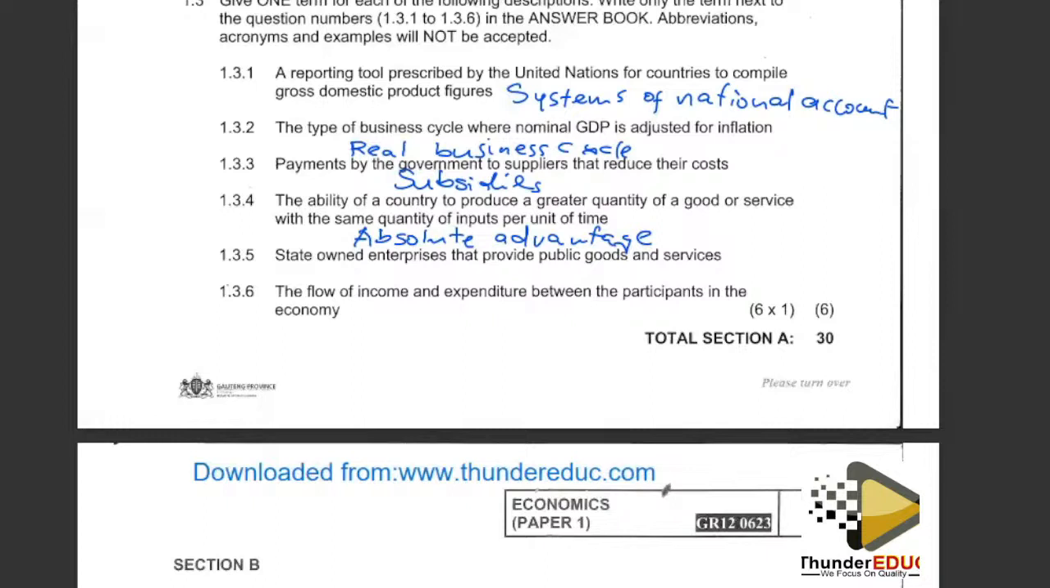The next question says, state-owned enterprises that provide public goods and services. In most cases, state-owned here refers to those businesses where the government has some shares, some part of ownership in them. And in economic terms, such businesses we call parastatals. Okay, right, great talks.